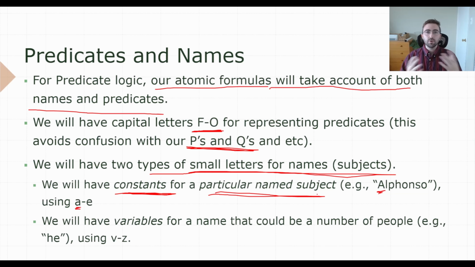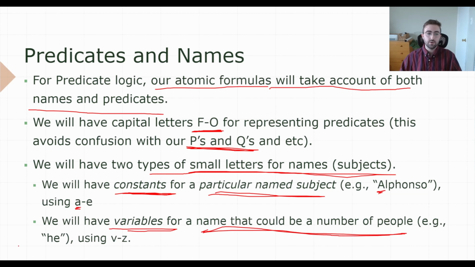But it could be any particular person, right? It could be Jim. It could be this water cup, right? Any particular object will be referred to with a constant. And then we'll have variables for a name that could be a number of people.